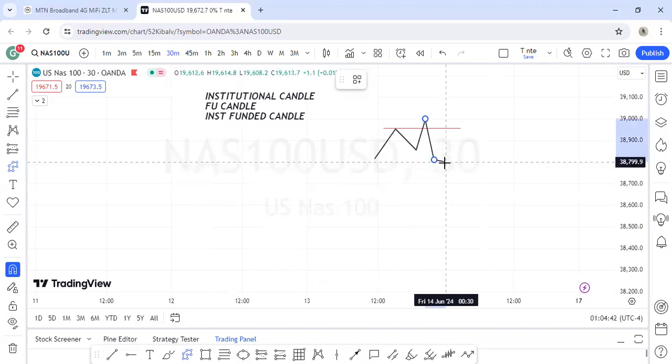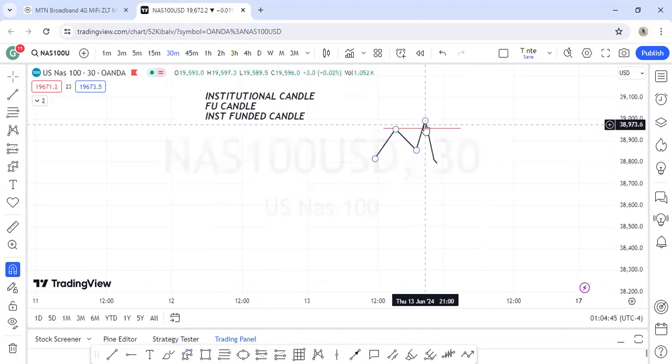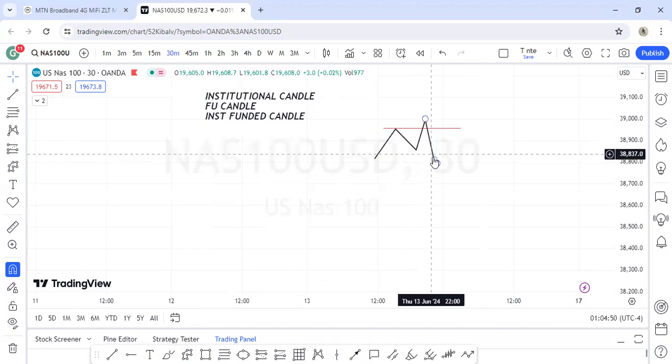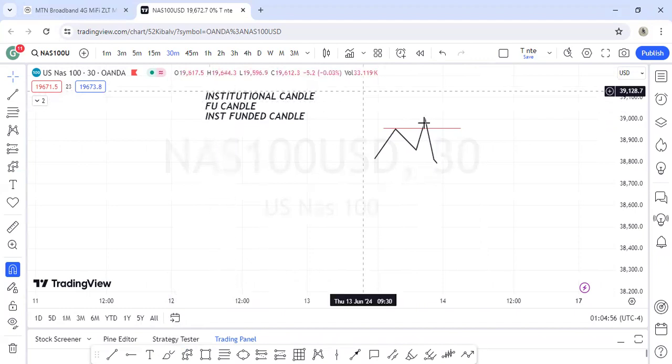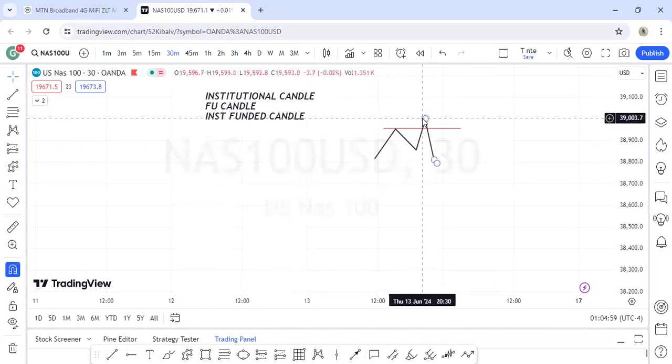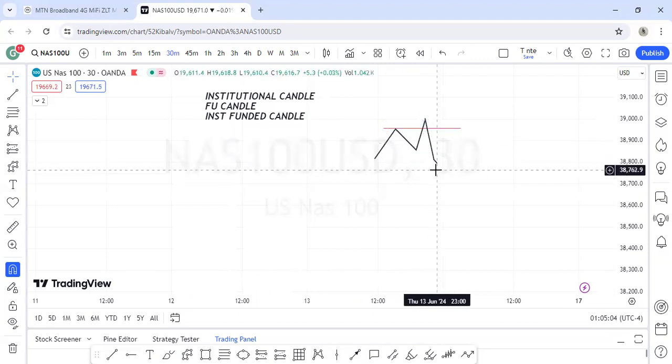It creates a candle that pierces liquidity and then takes the market down. It's also referred to as the institutional candle, the FU candle, or the institutional funded candle. That candle was funded to run liquidity before reversing to the downside. Now, why is this done? It is done because every buy order in the market has to be balanced with a sell order. So when a smart money trader or a large fund is trying to get involved in the market, he obviously wants to target where there will be opposing liquidity.